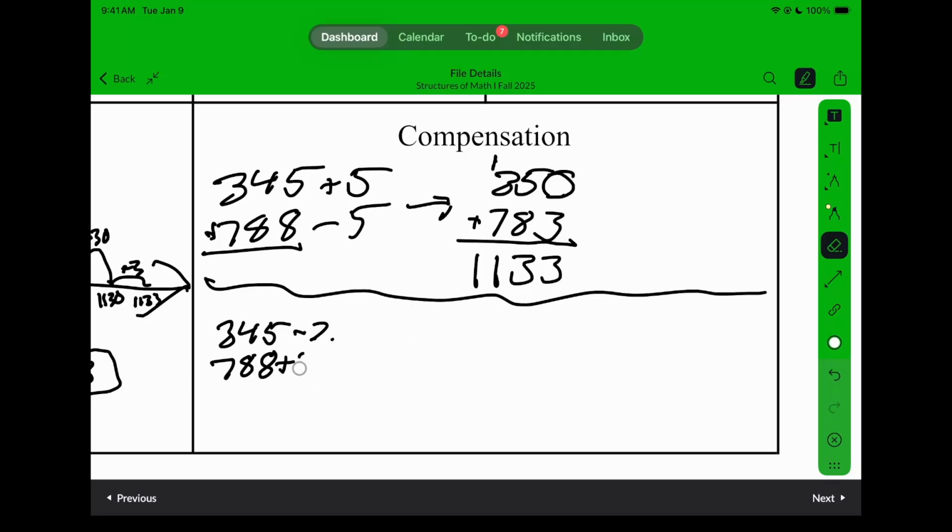This isn't the greatest example for compensation, I would say, because you still end up carrying at some point. The whole goal of compensation is to avoid carrying or borrowing. One way you could do it, actually, is 345 plus 788: add 12 to 788 and then subtract 12.